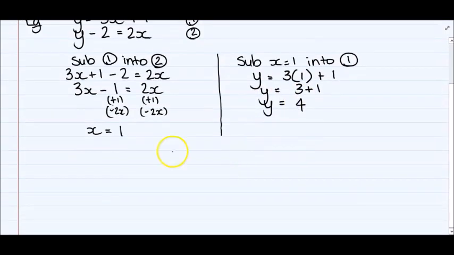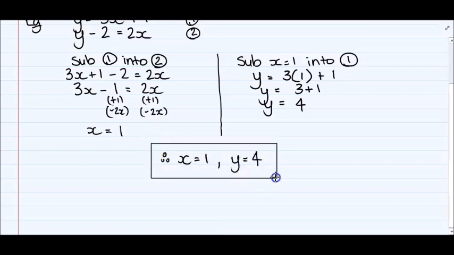I also like to end with a therefore statement, especially in more complex questions where you'll be needing to use these values again later. It's good to kind of have them at the end so you can easily identify what the coordinates of this simultaneous equation are.